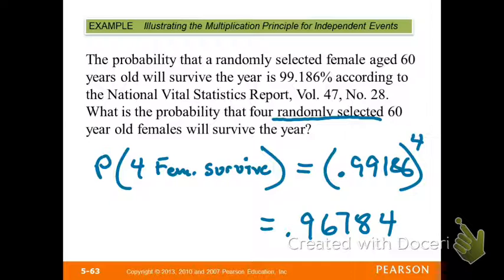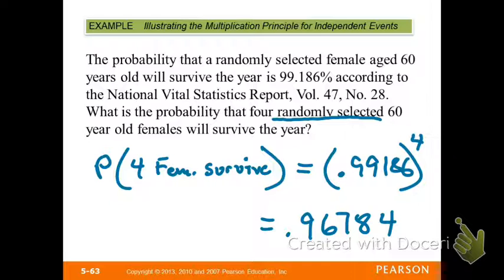So 96.784% chance that 4 randomly selected females will all survive the year. It's kind of ironic, right? We're talking about surviving the year in this coronavirus outbreak that's going on right now. So we've got a 96.784% survival rate.